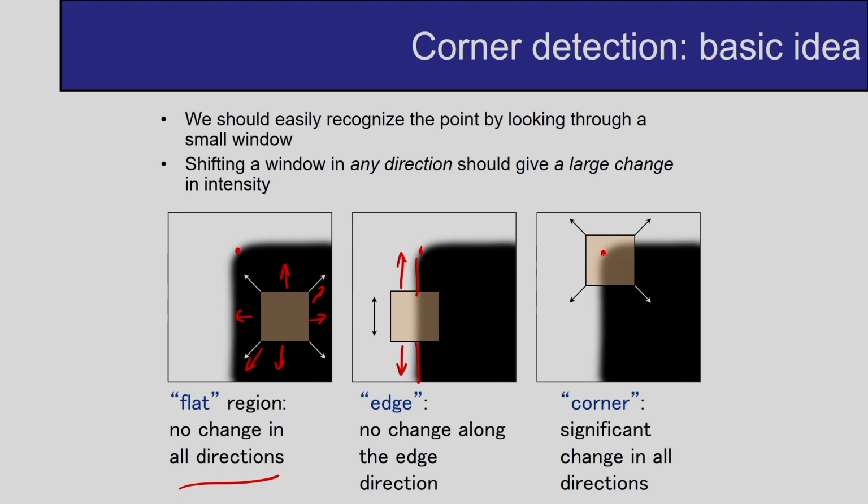But corresponding to the corner points, if I move the window in all the directions, what am I getting? A significant change in intensity in all the directions. So corresponding to the corner point, you can see a significant change in intensity in all the directions. That is the concept of corner point detection by considering a window.